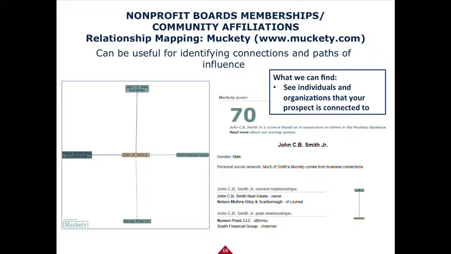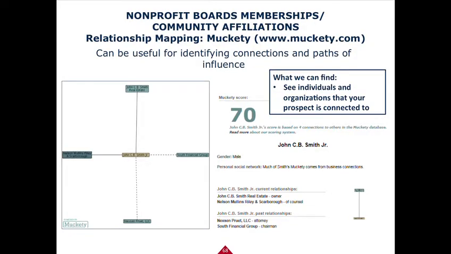And another way to explore a prospect's various connections is through relationship mapping. One free site that you can use to do this is called Muckety. You can search for an individual or organization, and it will show their connections to other individuals or organizations. So in this case, this John Smith in the middle is connected to these 4 organizations, and it shows what type of relationships they are.